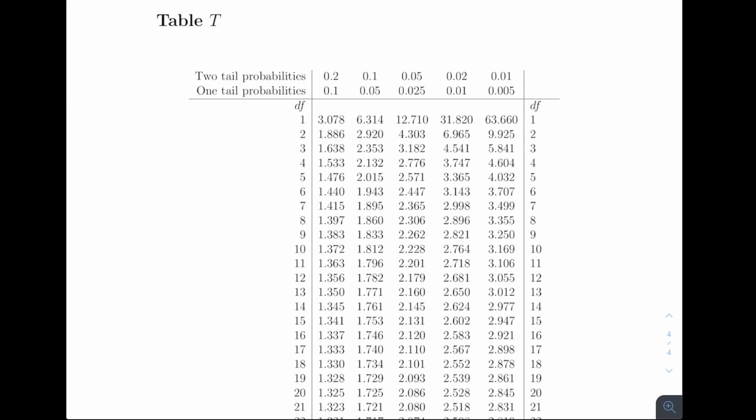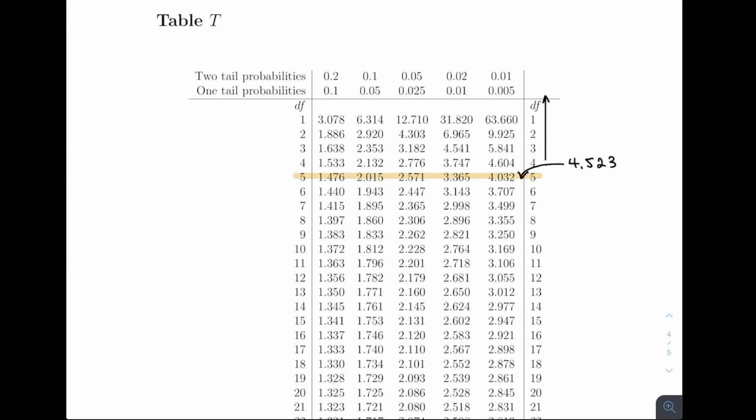Having turned to table T, we focus our attention on the fifth row, degrees of freedom 5. We then look for our test statistic, t equals negative 4.523. Since our test statistic is negative and this is a left-tailed test, we're going to actually just look up the positive version, positive 4.523. We notice that our test statistic is larger than the largest value. 4.523 is larger than 4.032.